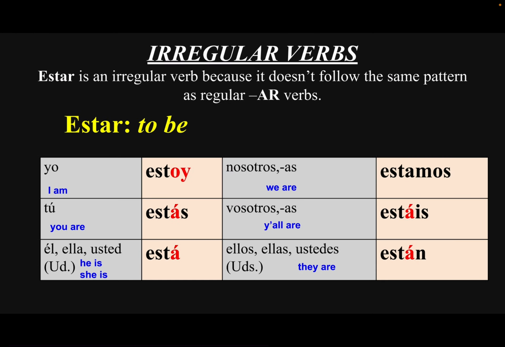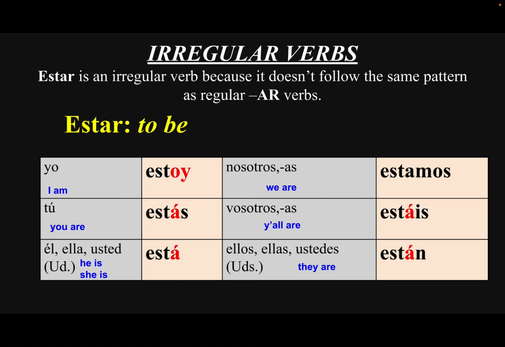If we go on to the other side of our chart, nosotros, that one, business as usual, just like your regular verb, estamos. But then it continues with vosotros. If you want to say y'all are, vosotros estáis. And then don't forget the accent mark. And ellos, ustedes, you're going to say están.